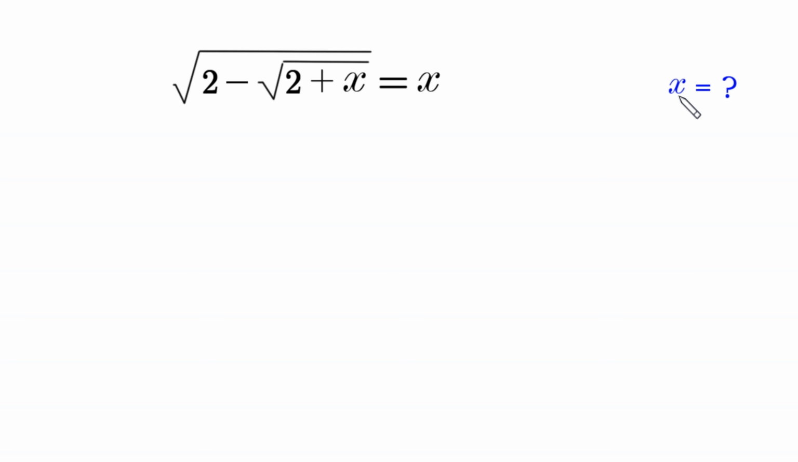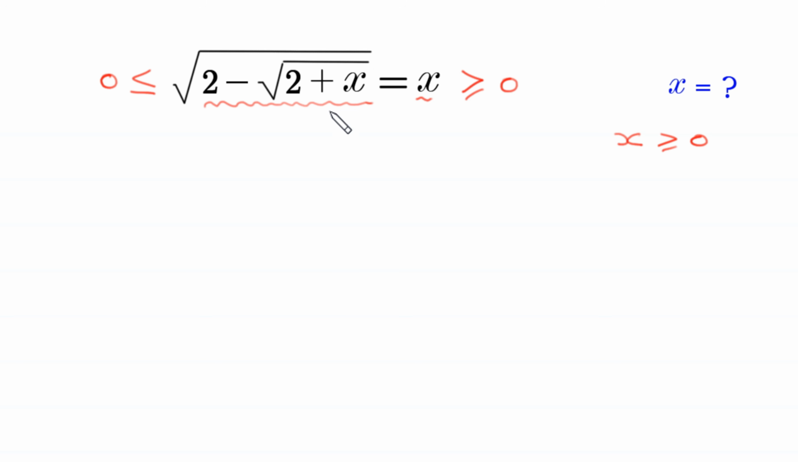So let's start. Since this expression on the left hand side of this equation, 2 minus square root of 2 plus x, is under a square root, this must be greater than or equal to 0. And on the right hand side of this equation, this x must be greater than or equal to 0.